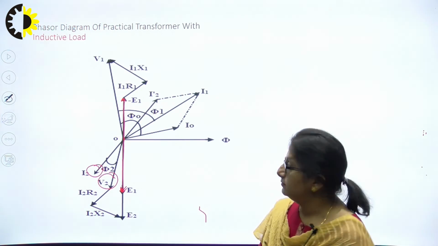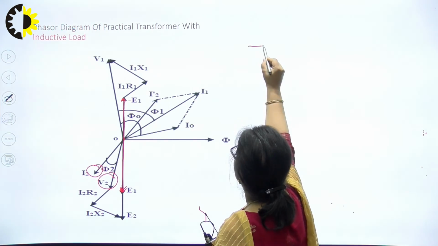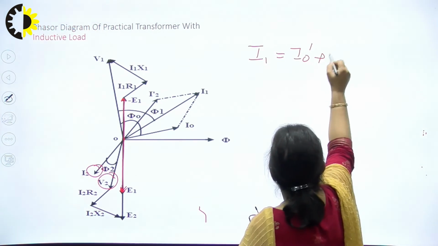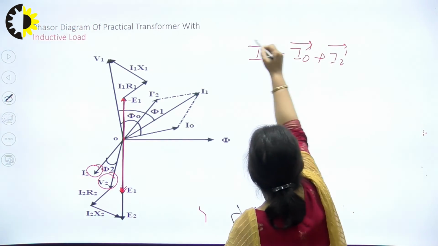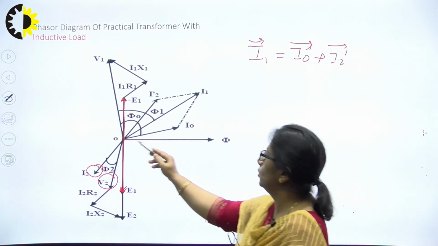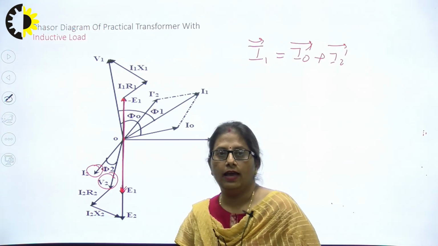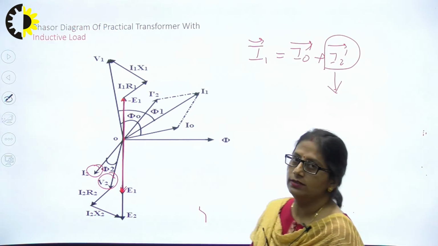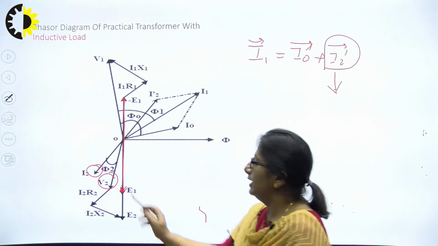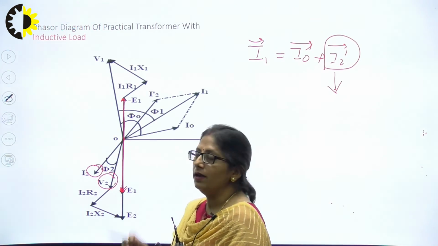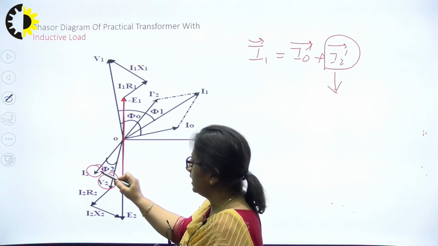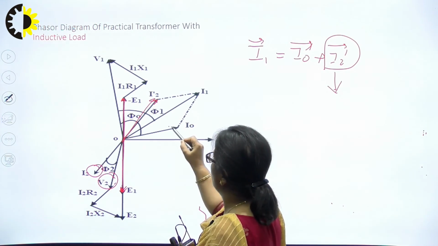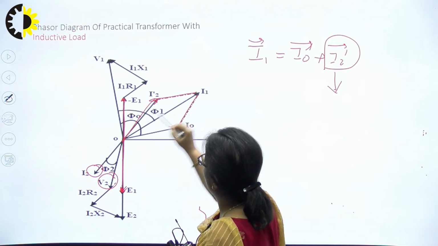Once again, for having I1 R1, I need I1. What is I1? That is once again the phasor sum of I0 and I2 dash, right? I0, the no load current, being plotted arbitrarily, and then I2 dash. For I2 dash, this time we require the nature of the load, which is inductive. That means the current would be lagging the voltage by a certain angle phi 2. If this is I2, just in opposition to that will be I2 dash. I0 is over here. So now the phasor sum of these two will give me I1.